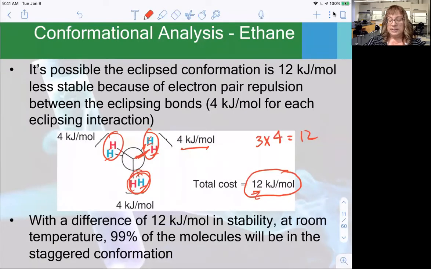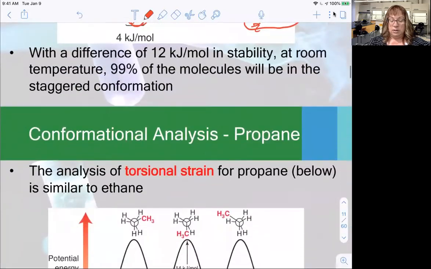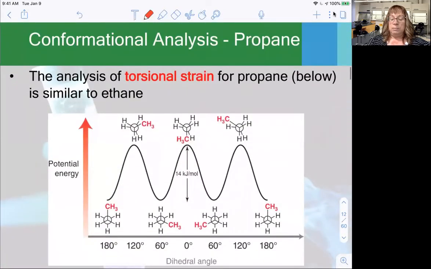With a difference like that, at room temperature, 99% of all ethane molecules are going to be in the staggered conformation. This is actually a pretty significant difference. Now let's look at propane.